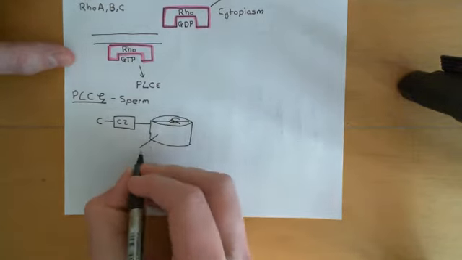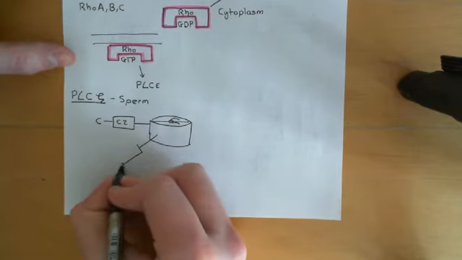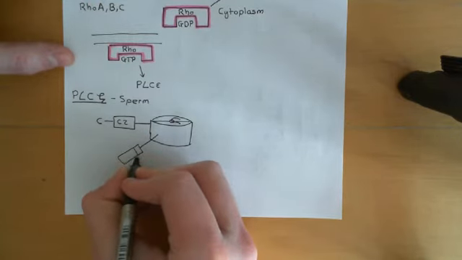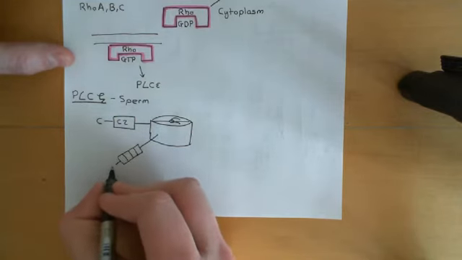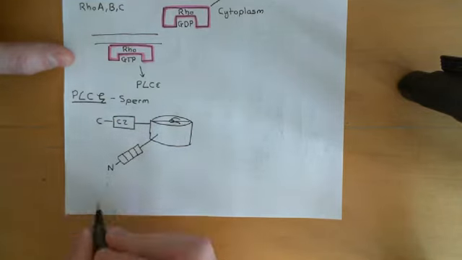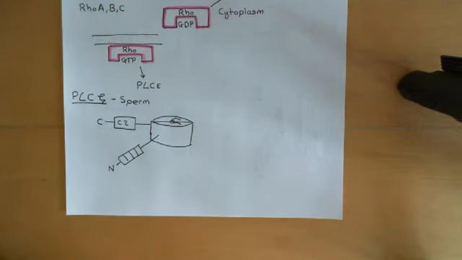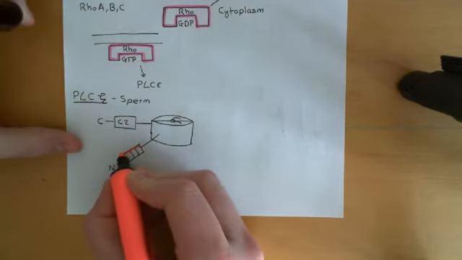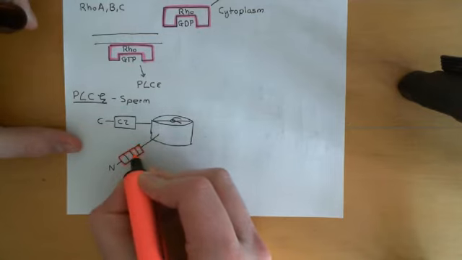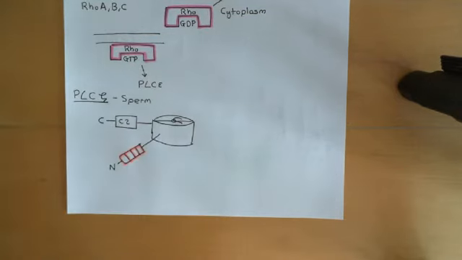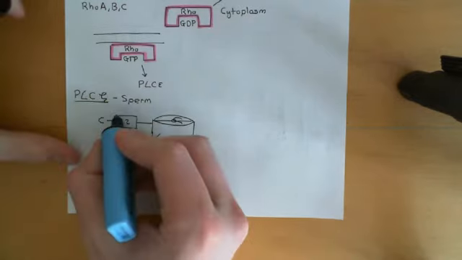Prior to the X box, you again have 4 EF hand domains. But the strange thing with phospholipase C zeta is that it's the only one that doesn't have that N-terminal pleckstrin homology domain. This is going to hold true when we look at the final phospholipase C eta family. They do have the pleckstrin homology domain. So phospholipase C zeta is the only phospholipase C enzyme that doesn't have that N-terminal pleckstrin homology domain.